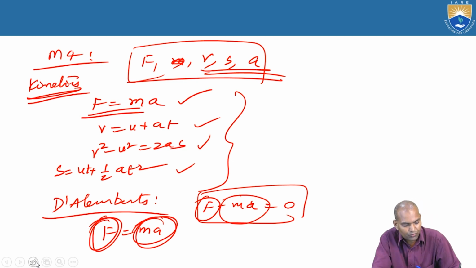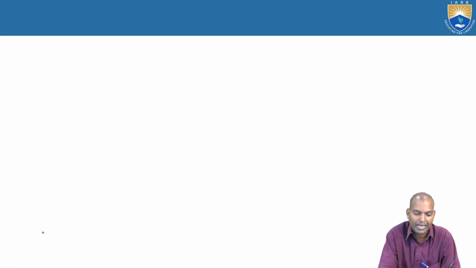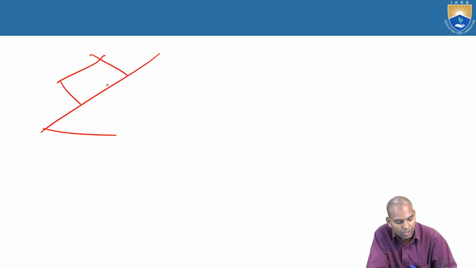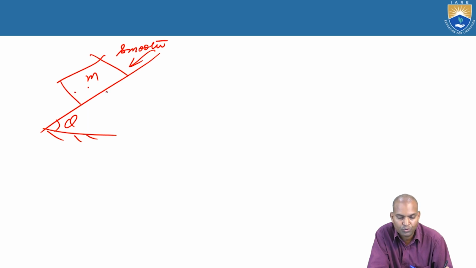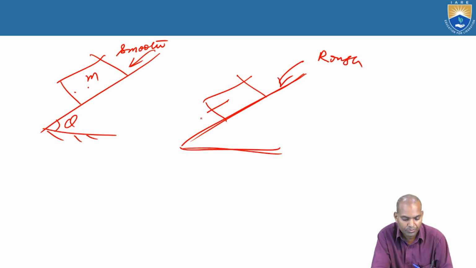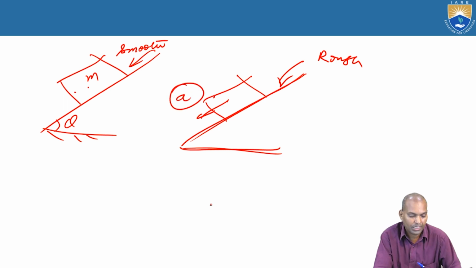So, what are the cases we are going to study? In the kinetics of rigid bodies, there are various cases. One of the cases is a mass on an inclined plane: what is the acceleration of this mass on a smooth plane? We can calculate that by using the kinetics of rigid bodies concept. The second case is if the inclined surface is rough, what is the acceleration of this mass?